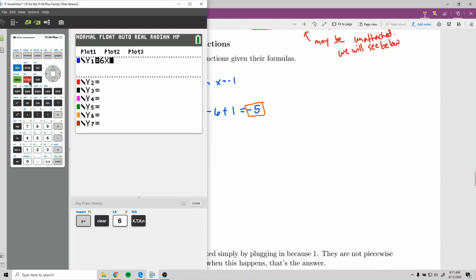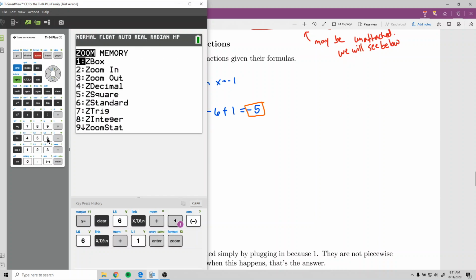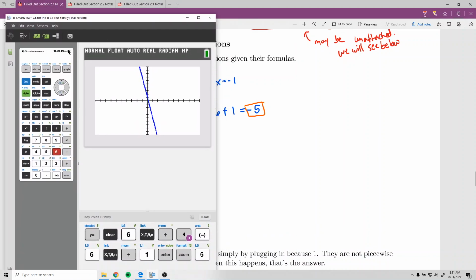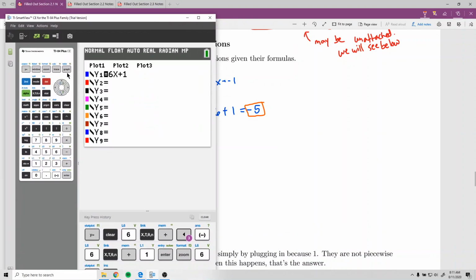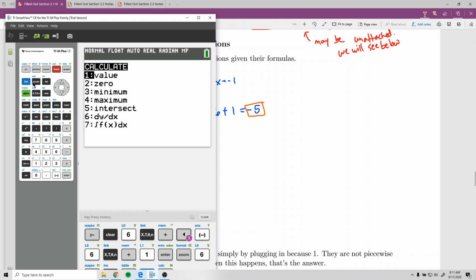You don't have to do this, but oops, I forgot the negative. Negative 6x plus 1. I'll hit zoom and 6 to make sure we're in the correct window. Did I type it in wrong? 6x plus 1. Guess it's too early. So we have our graph of y equals 6x plus 1. And then if you want to figure out what the limit value is, what you can do is, oops, I guess I hit second by mistake.